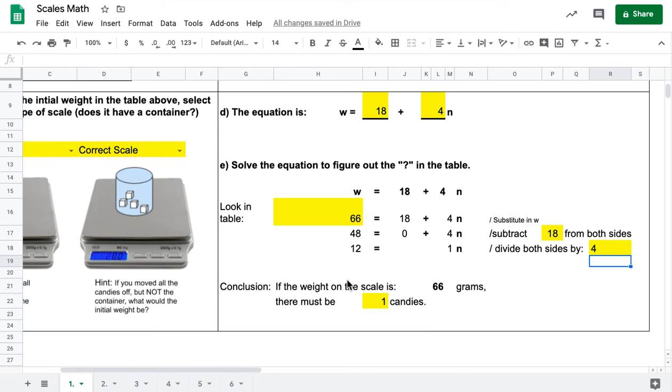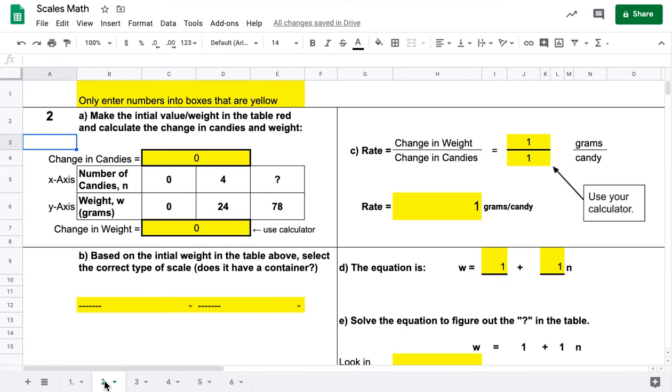Okay? So if the weight on the scale is 66 grams, which there was, right? 66, then there had to be 12 candies. Okay, and they're 4 grams each. All right, folks, that's how you do that. Let's look at the second one. I know this is a long screencast, but let's look at the second one.